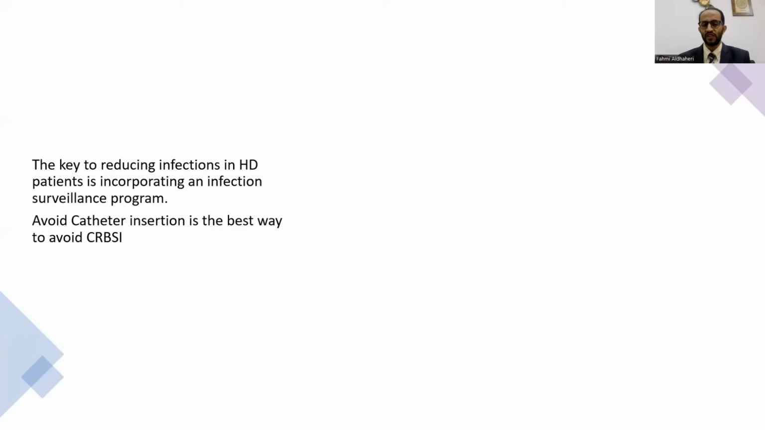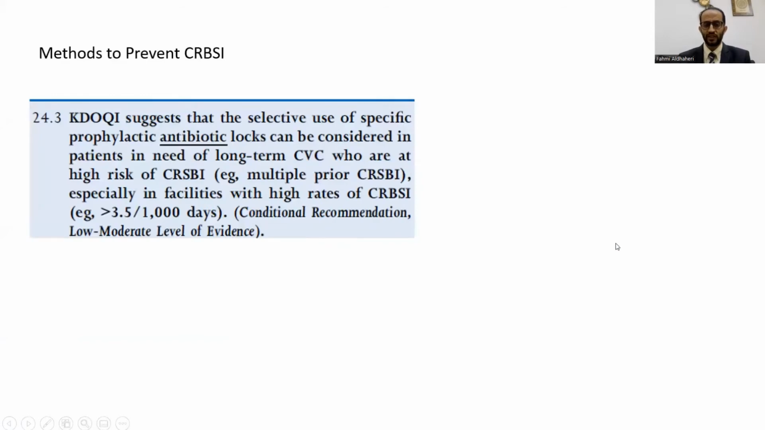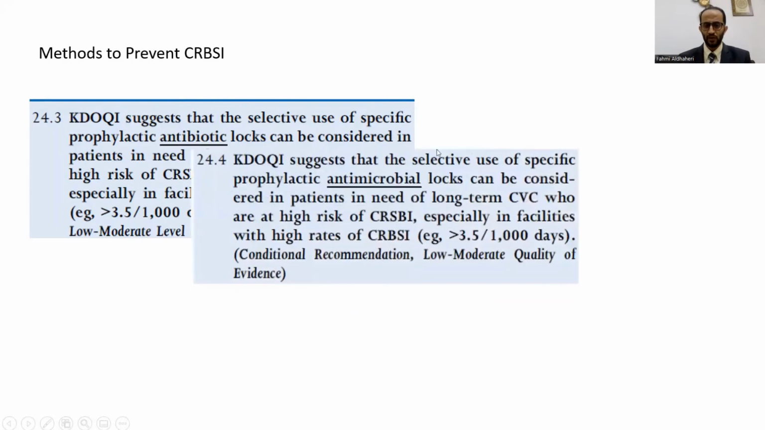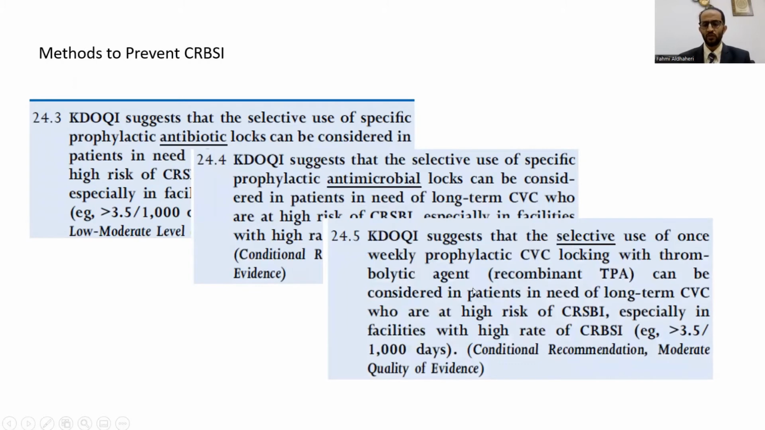The key to reduce the infection is to have an infection surveillance program, and also to avoid catheter insertion. This is the best way to avoid CRBSI. And also, the KDOQI suggests using an antibiotic lock if the patient is at high risk for infection, like having multiple prior CRBSI, and also if the rate of infection in the dialysis center is higher than 3.5 per 1,000 days. So either we can use a local antibiotic, or it's also recommended to use antimicrobial lock solution. And it's also suggested to use prophylactic locking with TPA to reduce the risk of catheter dysfunction, which will reduce the incidence of CRBSI.